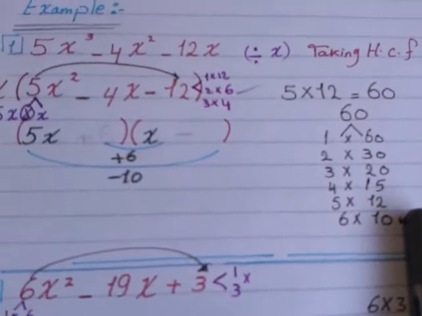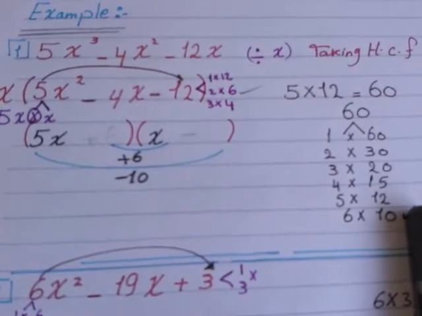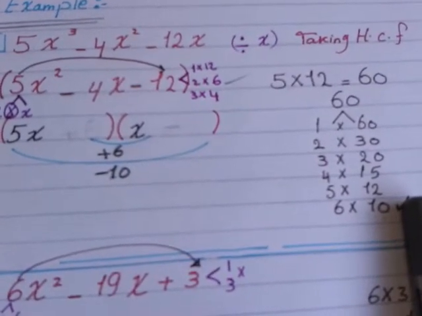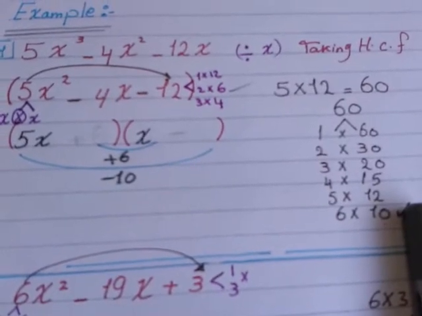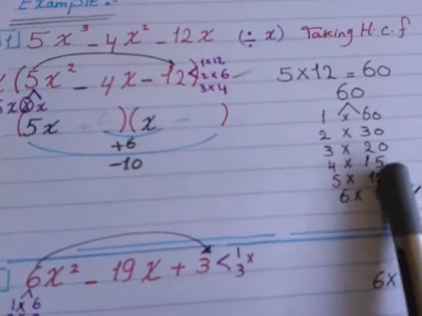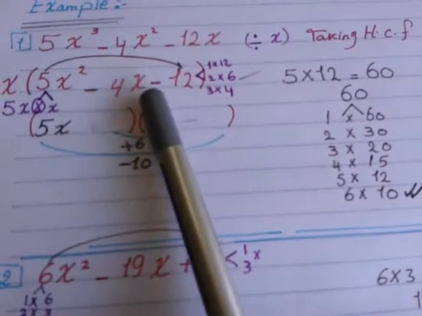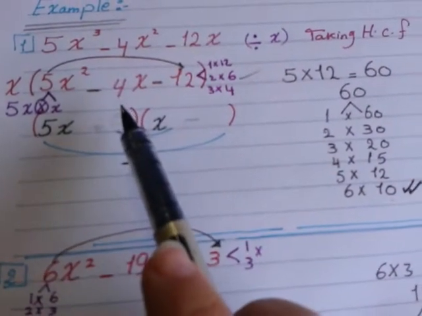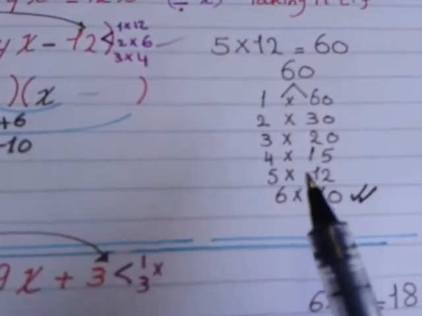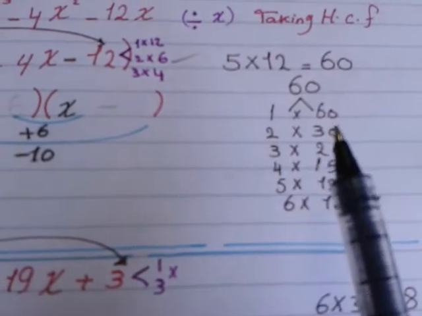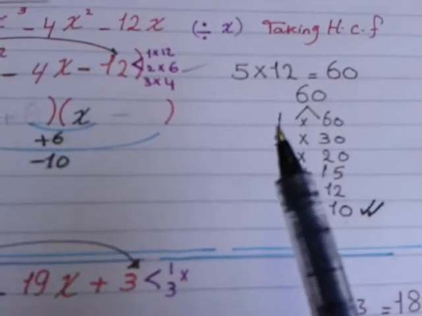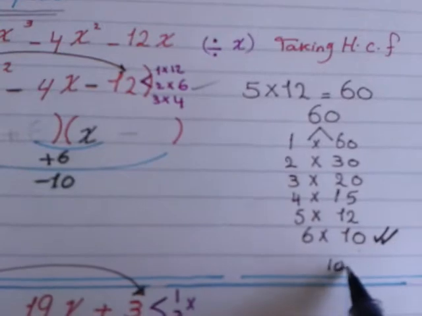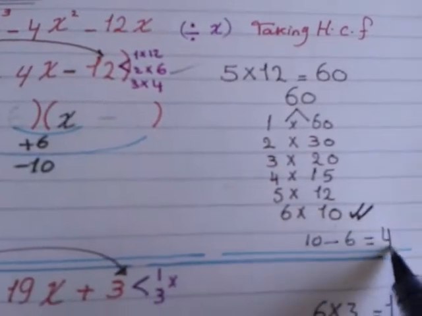But if I'm going to choose two factors only, which two factors shall I choose? 1 by 60 or 2 by 30? I have to choose these two factors according to a certain system, which is that the difference between them is 4. Again, the difference between them is 4. Which two factors here have a difference of 4? 1 and 60, of course not, 2 and 30, 3 and 20. You will try all of them, you will reach 6 by 10. If you subtract 10 minus 6, it equals 4.